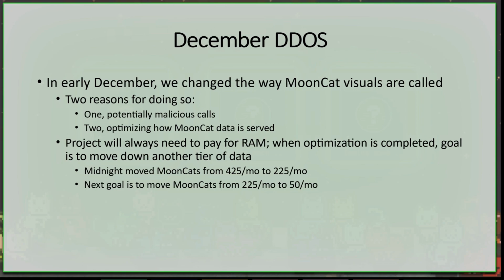This is something we're definitely looking at across the board. We want to be slim without being strangled. So if we can get to that 50 per month tier, awesome. That is the goal we are working towards. If we can't, we'll stay at 225. Ultimately, we're going to do what's best for the health of the project.